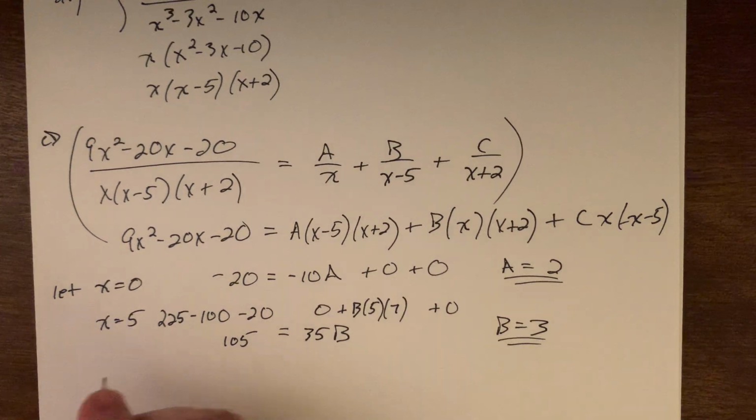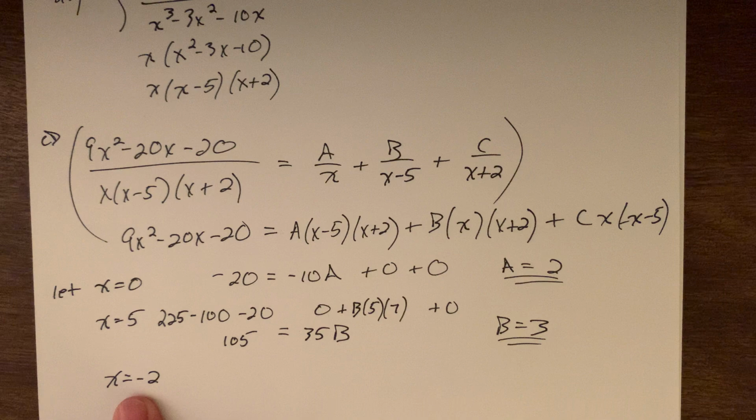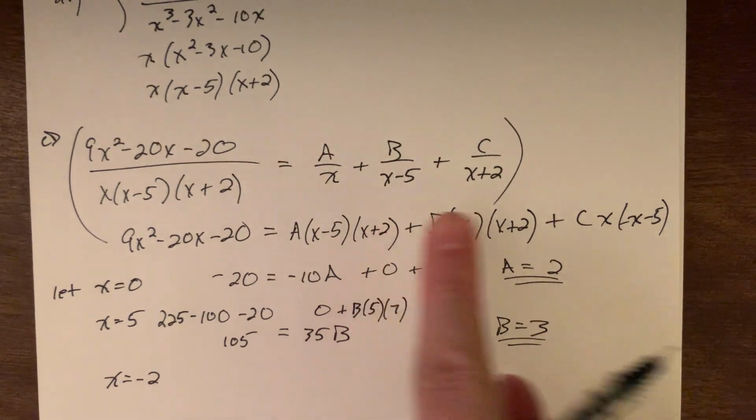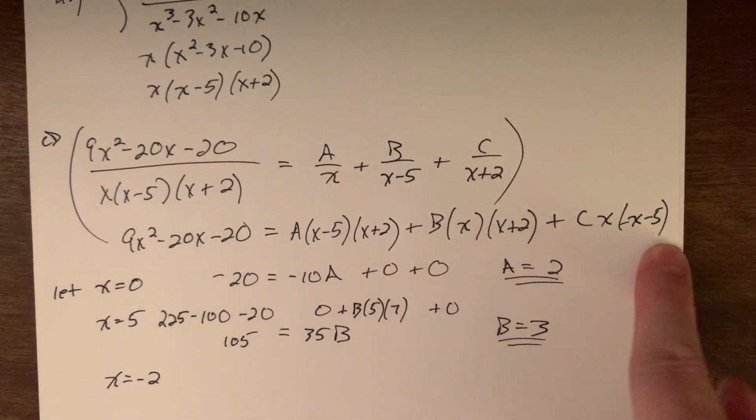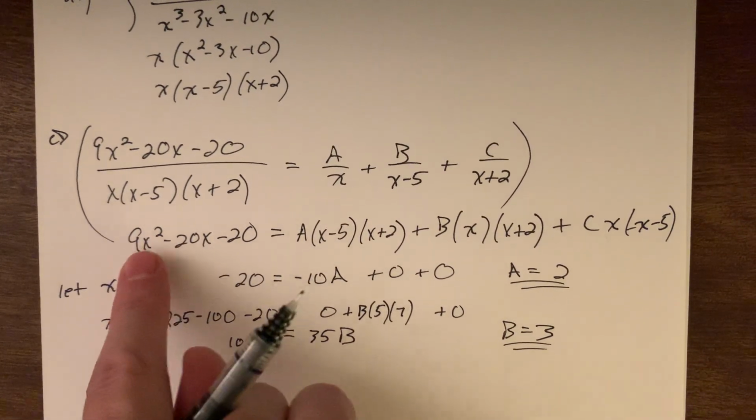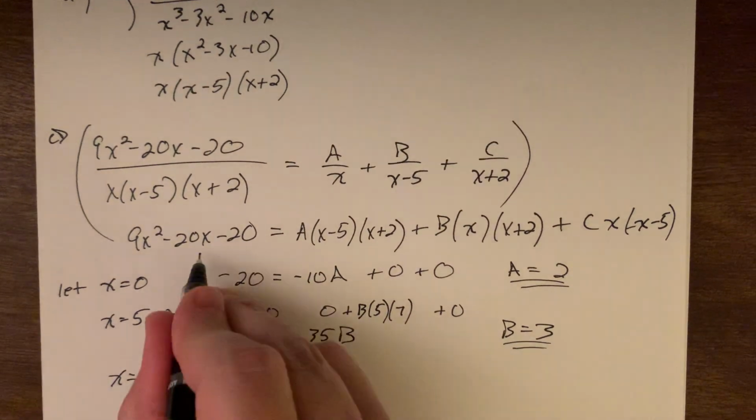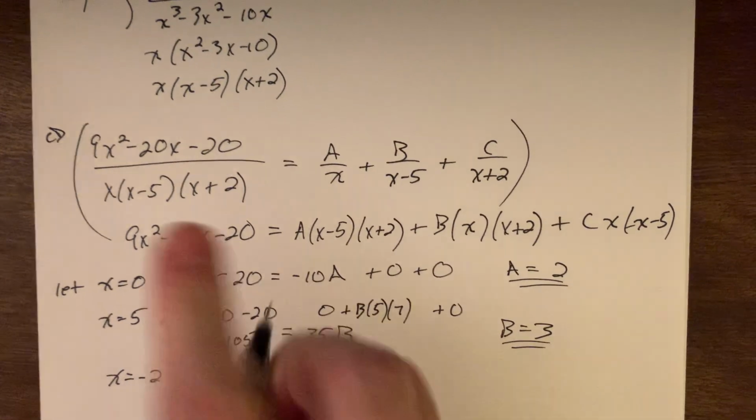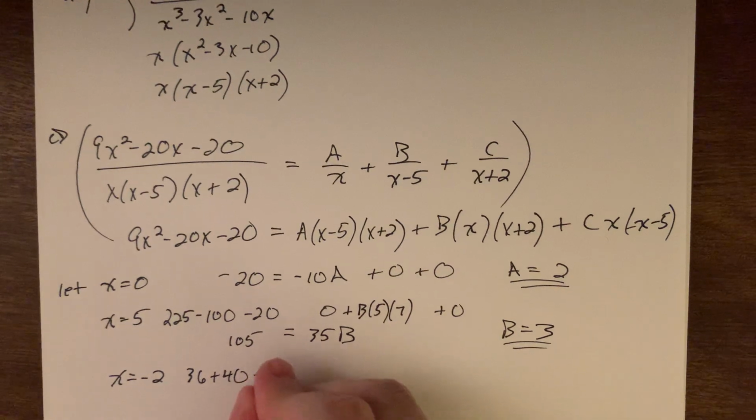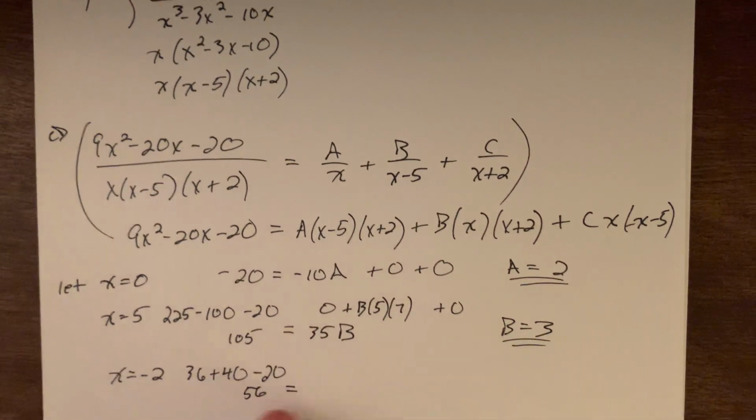And last, if we let X equal -2, that'll make that 0 and that 0, so C will be the only one left. But again, have to do the work over here. -2 squared is 4, times 9 is 36, -2 times -20, and then -20. So it looks like we got 56 here.